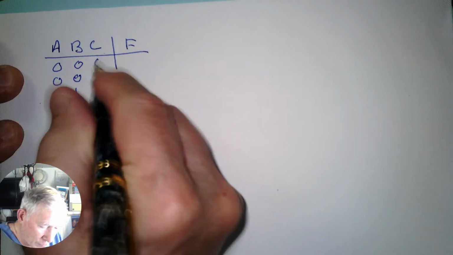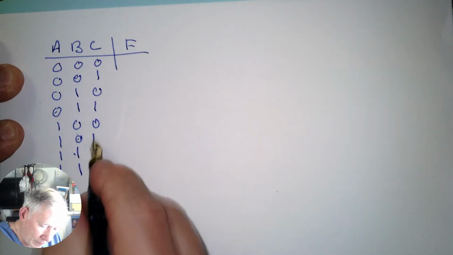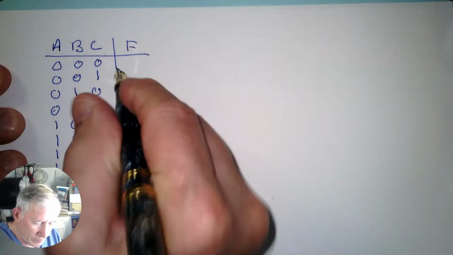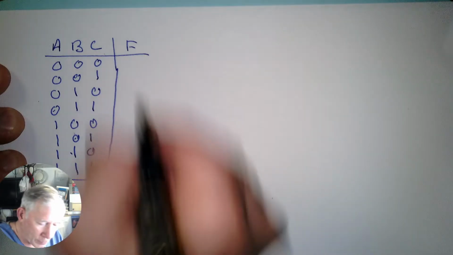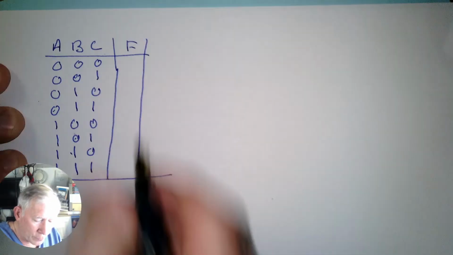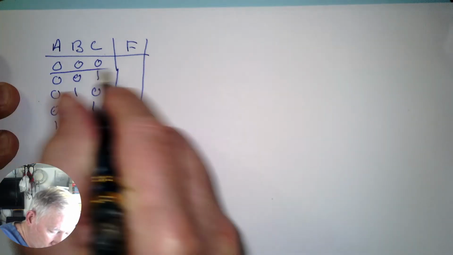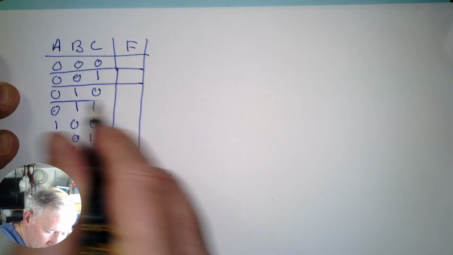And the C changes with every row. And this gives us 8 unique combinations, which include all the possible combinations for our 3-variable problem. All right, and I'm going to draw some lines here. I hope I can draw them neat enough that it doesn't obscure everything.